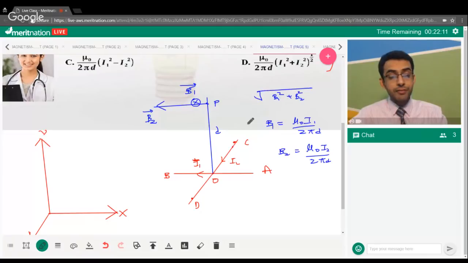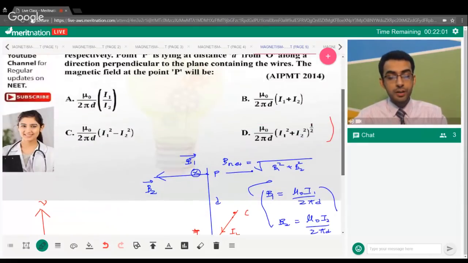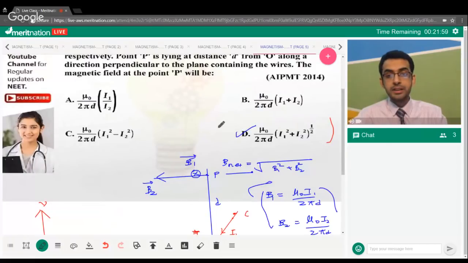If you substitute these values in the above expression for B net, you will get the answer to be option D. D is the correct option for the given question.